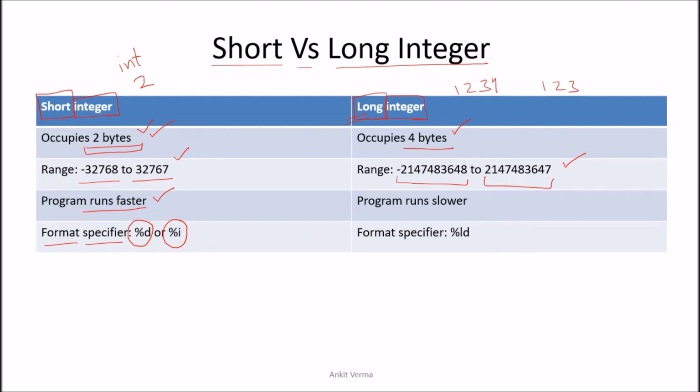But remember one thing, when you apply long, the program will be slow. Why slow? You are reserving so much memory. Your program wants huge memory. If your program wants more memory, then for sure you need more RAM. More RAM means the program will be slower. And the format specifier is %ld. So %ld is for your long integer. So that is the difference between short versus long integer.